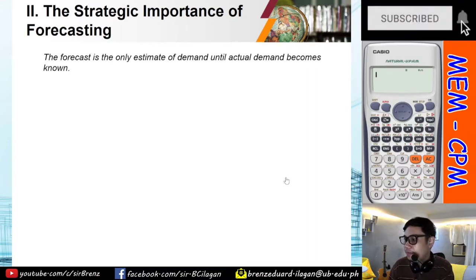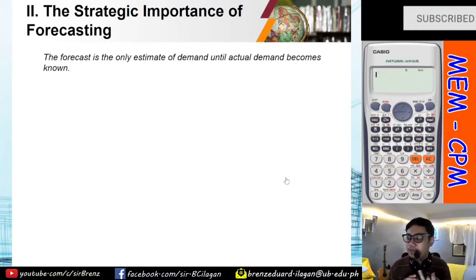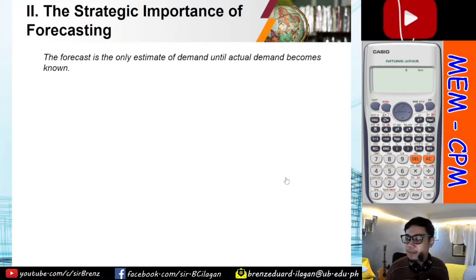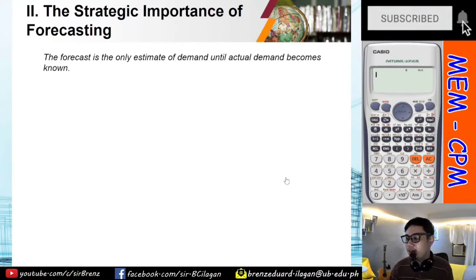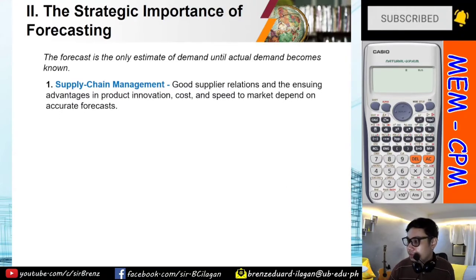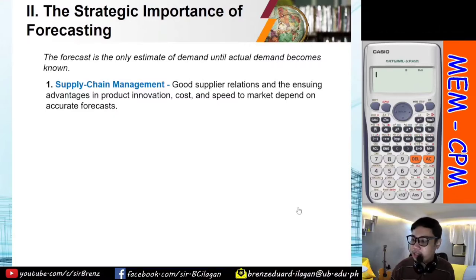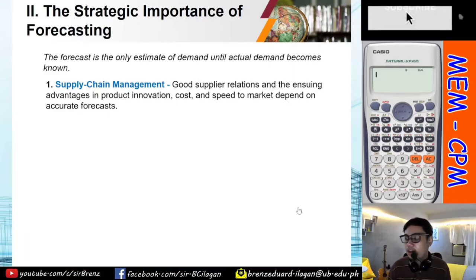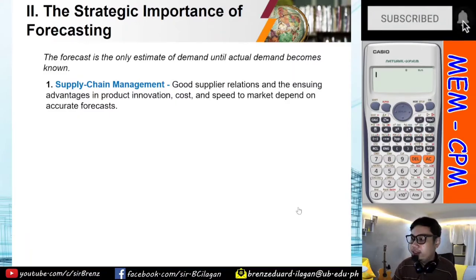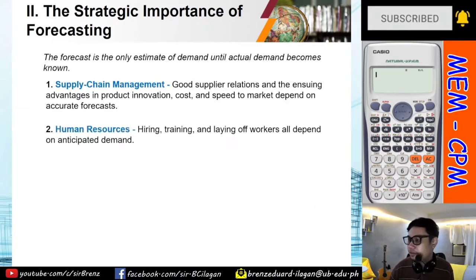So, let's look at the impact of product demand forecast on three activities. These are the supply chain management, the human resources, and the capacity. We will discuss first the supply chain management. Good supplier relations and the ensuing advantages in product innovations, cost, and speed to market depend on accurate forecasts.